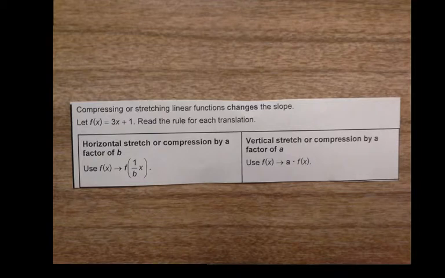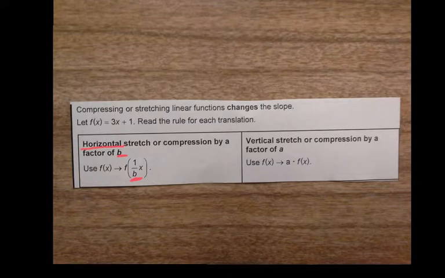For compression and stretch, we do have vertical stretch or compression, and horizontal stretch or compression. So the horizontal one is when you have, first of all, the factor of b. So they're going to give you a factor. When b is greater than 1, it's stretch. When b is less than 1, or you can say between 0 and 1, it's compression. Now to make that transformation, you need to multiply x by 1 over b. So you have a fraction inside of the parentheses.